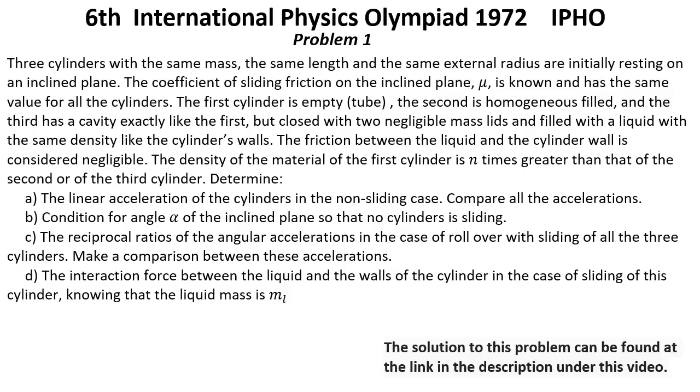Condition for angle alpha of the inclined plane so that no cylinder is sliding. C. Reciprocal ratios of the angular accelerations in the case of rollover with the sliding of all the 3 cylinders. Make a comparison between these accelerations. D. The interaction force between the liquid and the walls of the cylinder in the case of sliding of this cylinder, known that the liquid mass is ml.